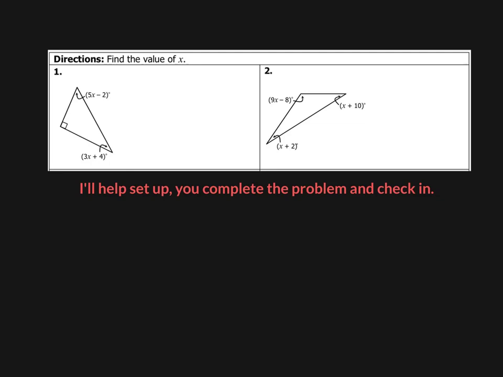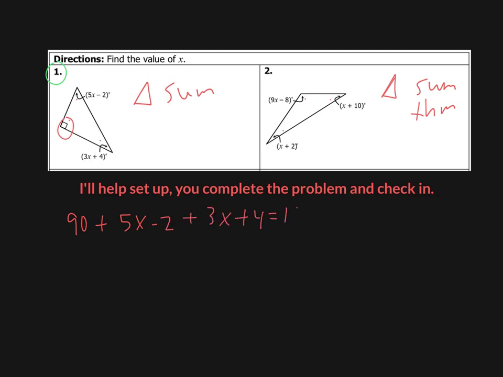You're going to have to flip the page in your notes and find the more practice section, and that's where you'll find number 1 will match up. And so I just want to set this up for you, right? This is the Triangle Sum Theorem, and on the right side this is also the Triangle Sum Theorem. And again, how do I know? Because these are all interior angles here, and these are all interior angles here. So this is 90 plus 5x minus 2 plus 3x plus 4 equals 180.